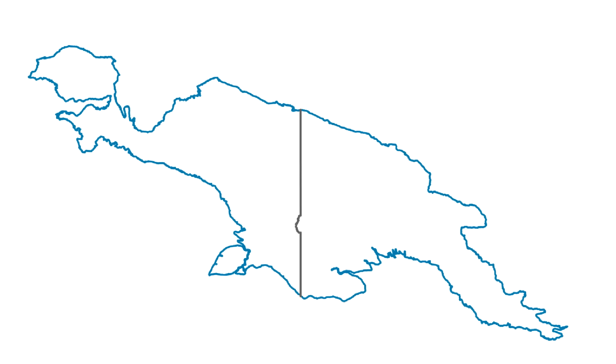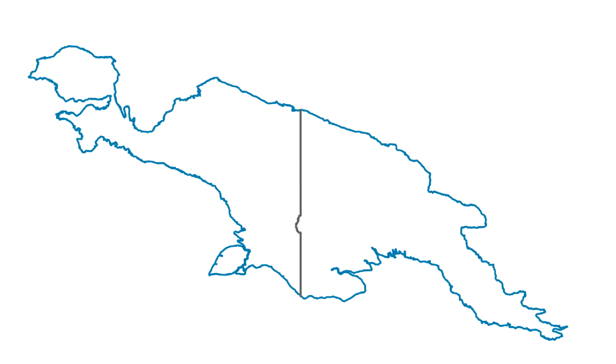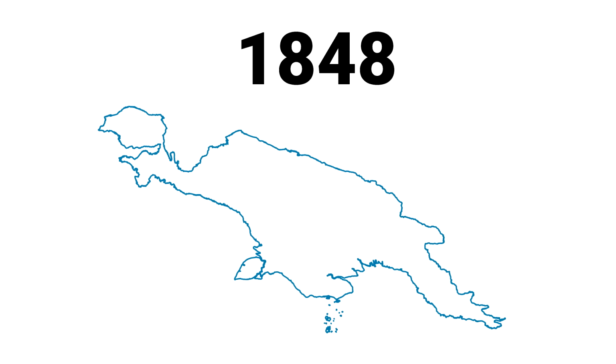This is the island of New Guinea, and this is the border between Papua New Guinea and Indonesia. You might have looked at this border before and thought, why is it mostly straight, but then there is this small bump here. To discover why the border looks like this, we need to go back to the year 1848, when the Netherlands annexed the west part of the island.